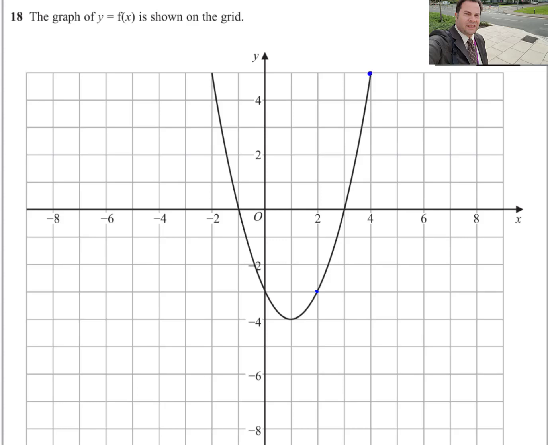Let's start from this point, 4 and 5. The x coordinate 4 multiplied by 2 will be 8, and 5. This is the new position. This point 3 and 0 multiplied by 2 will be 6 and 0. This point 2 and negative 3 will be 4 and negative 3. This point 1 and minus 4 will be 2 and minus 4.